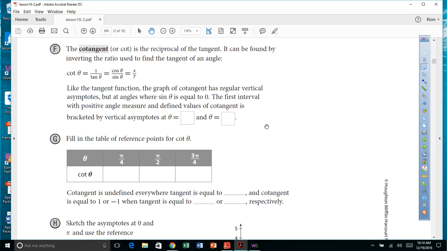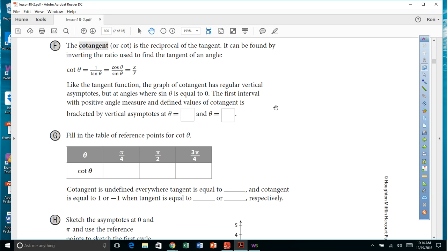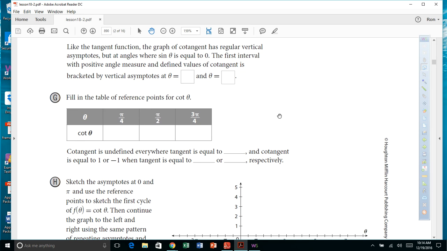F, the cotangent is the reciprocal of the tangent. It can be found by inverting the ratio used to find the tangent of an angle. So cotangent theta equals 1 over tangent theta, which would be cosine theta divided by sine theta, or x over y. Like the tangent function, the graph of cotangent has regular vertical asymptotes, but at angles where sine theta is equal to 0 instead of cosine theta.